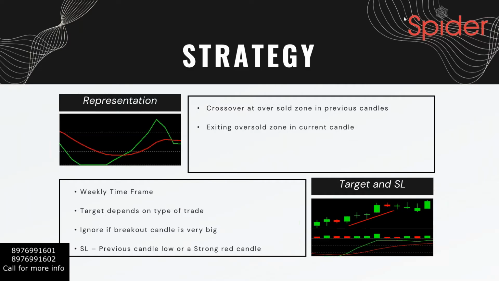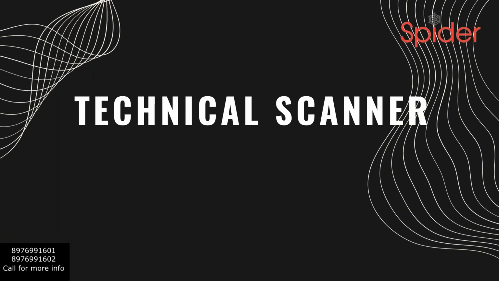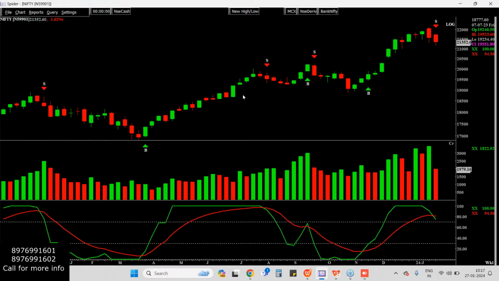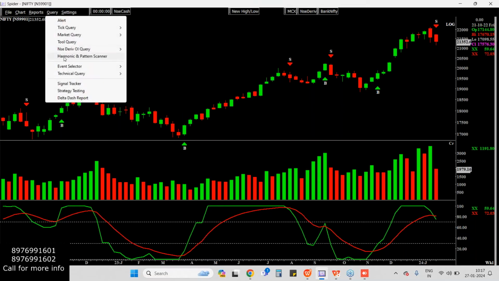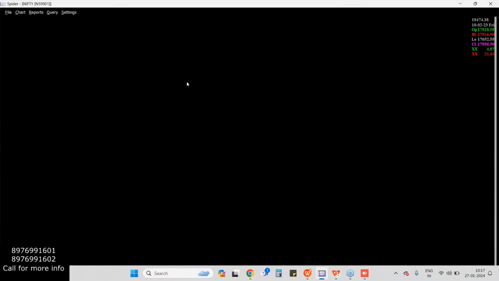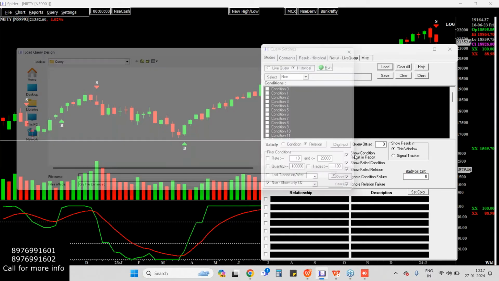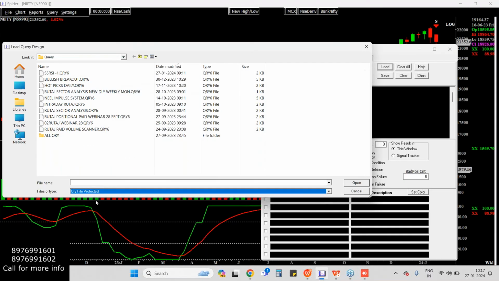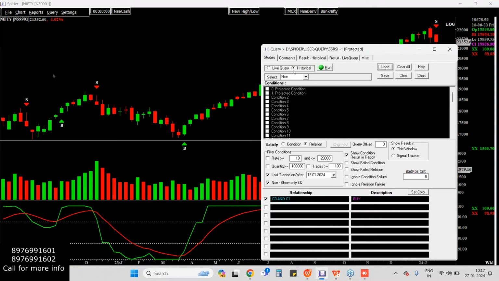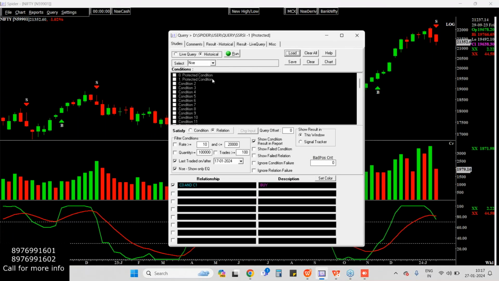The next thing we have to look into is the technical scanner that I've created for you. For that, we'll jump into the software. This is the protected scanner. You'll get it over here under Load. If you go to Query File Protected, you'll find the Smooth Stochastic RSI over here. I put two conditions over here. One is the crossover, which will give us a signal candle, and the next one is the confirmation once the oversold zone is breached. Just these two simple things we have to run.